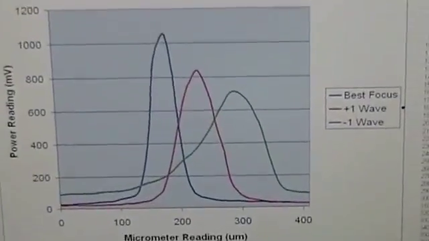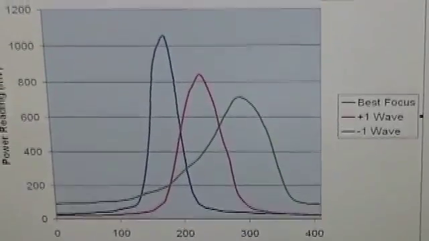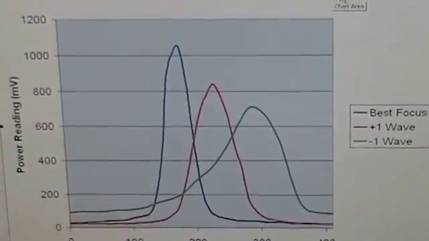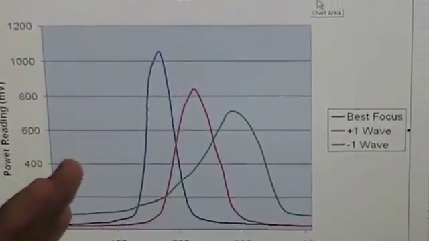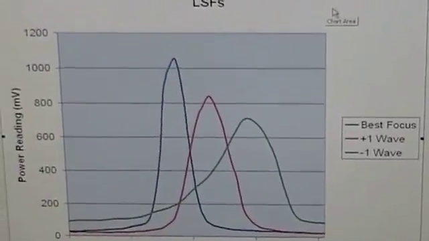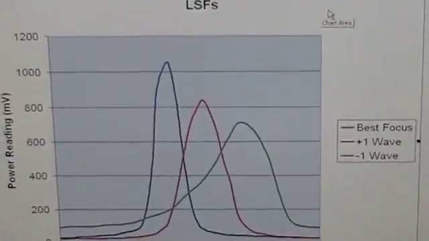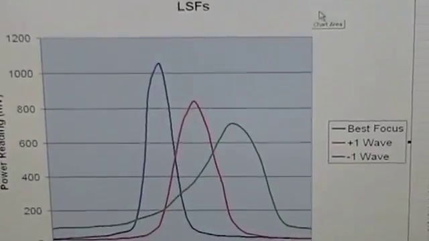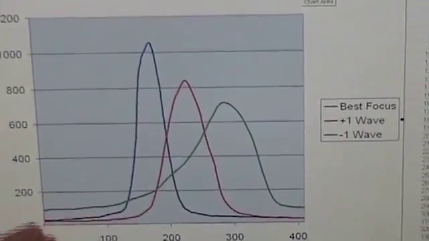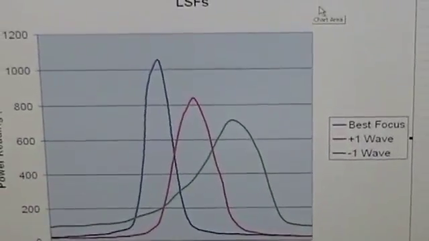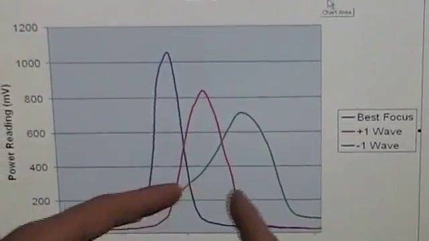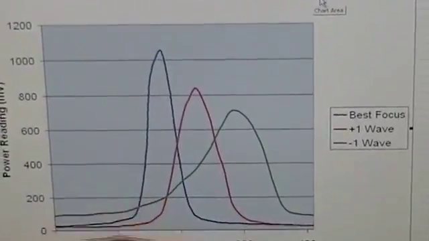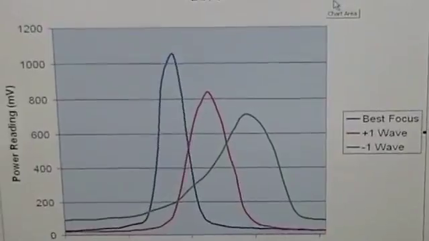Okay, now we have our line spread functions, as you can see here. So we took power readings and micrometer readings. And for best focus, it's diffraction limited, so we expect it to be a narrow Gaussian pulse shape. And for plus one wave and minus one wave, the light is broadening out, so it's taking up a wider area, hence a broader Gaussian pulse shape.